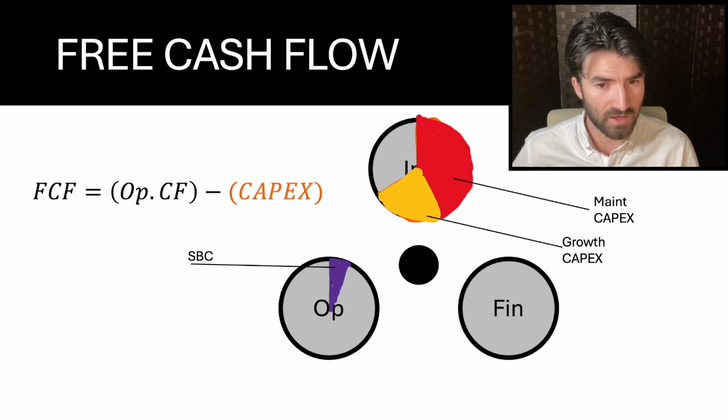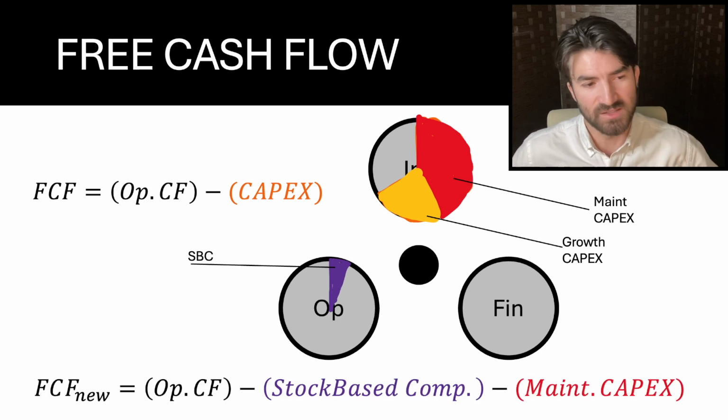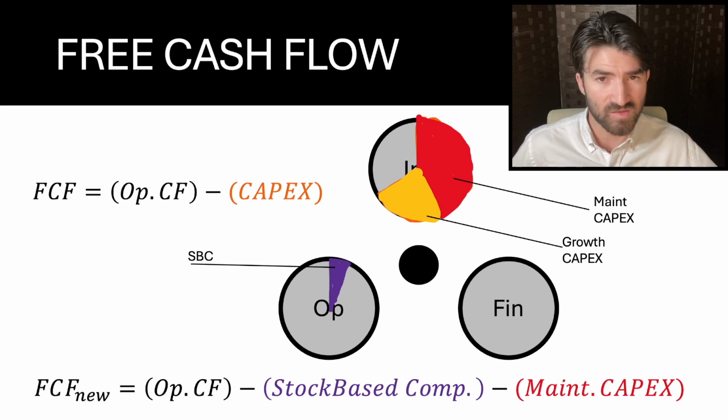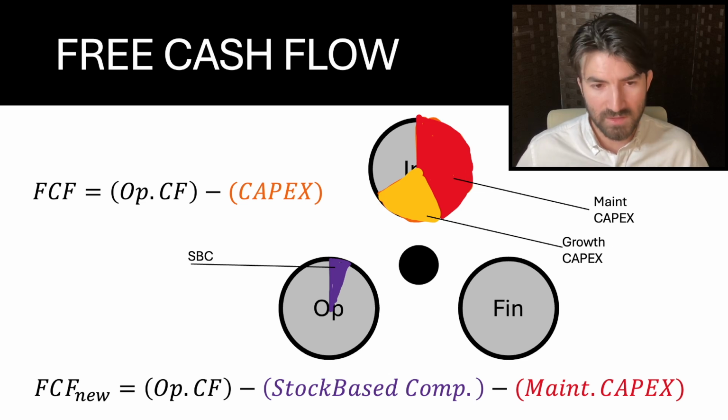Now, what that gives me is my new equation, which is operating cash flow minus stock-based compensation minus just the maintenance capex. And I think if you take this and you get a really good idea for it, that would be the best thing to use for like DCFs or getting a free cash flow yield, that sort of thing. All right, so that's my take on free cash flow.